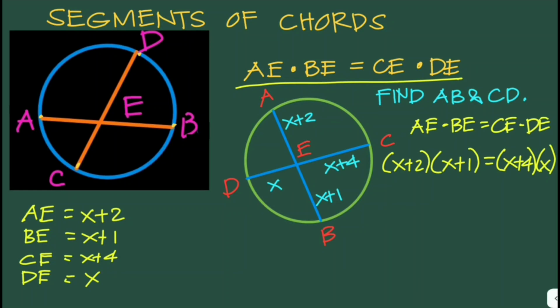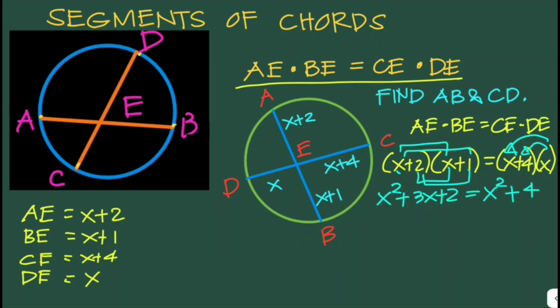So x plus 2 times x plus 1 is just equal to x squared plus 3x plus 2. You just have to multiply x times x, plus 2 times x, plus x times 1, and then plus 2 times 1. And that would give us x squared plus 3x plus 2. And then x plus 4 times x, we distribute x to x plus 4. So this is x squared plus 4x. Then we group like terms and simplify.